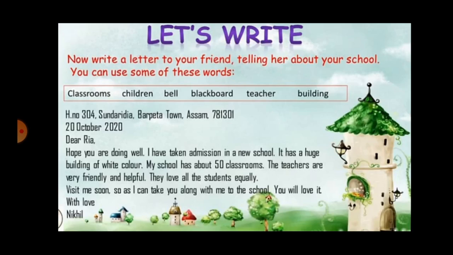And then in the body, you have to write the body of the letter by using the words given in the bracket. And then last you have to write complimentary clause, With love, and finally you have to write your name as the sender sign. So in this way you have to write your own letter to your friend. This is the example. This way you can write it.